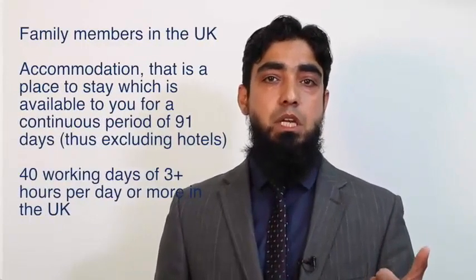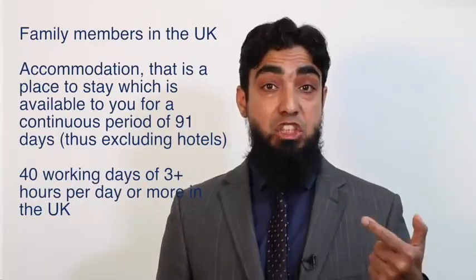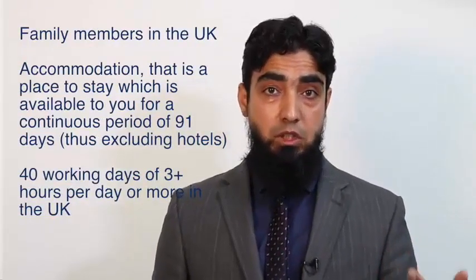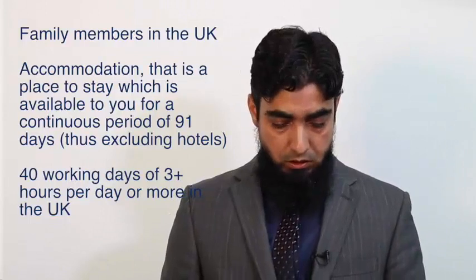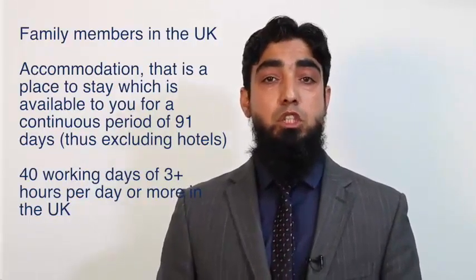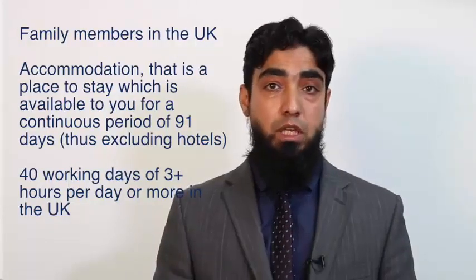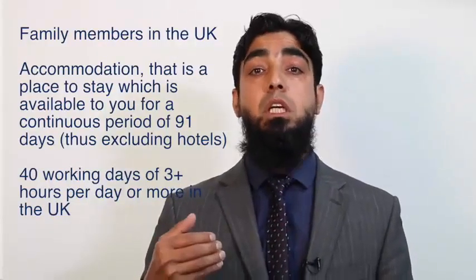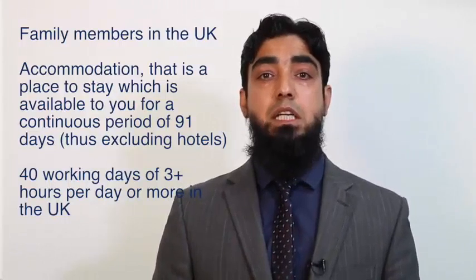So what are the sufficient ties tests? They are as follows. Number 1, a family tie. It can be an individual's partner or minor children who are resident in the UK. An accommodation tie. This means the person is using an accommodation, a home in the UK, and that is available to the individual for at least 91 days.